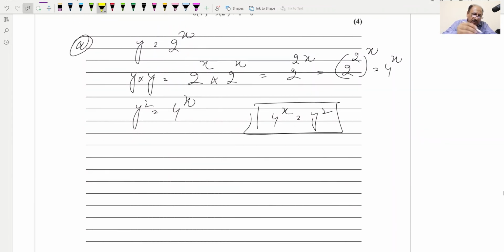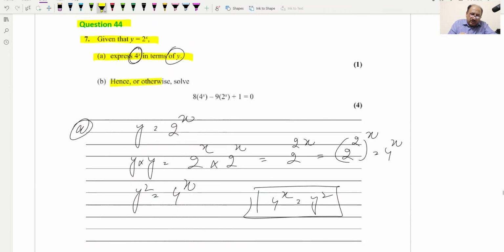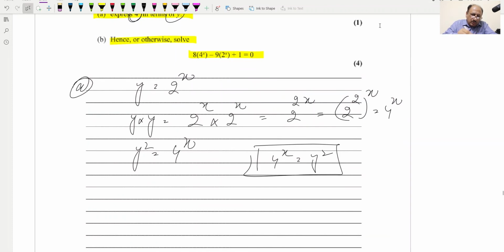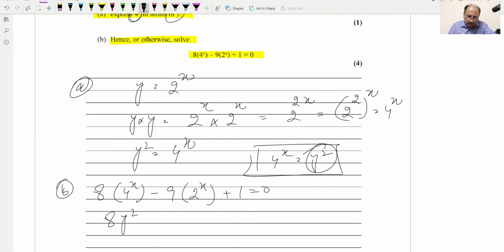Now B part, hence or otherwise solve this. So we have to solve this one. Our given equation for B part is 8 into 4 raised to the power x minus 9 into 2 raised to the power x plus 1 is equal to 0. Now 4 raised to the power x we can write as y square, so 8y square minus 9, and 2 raised to the power x we can write as y, plus 1 is equal to 0.